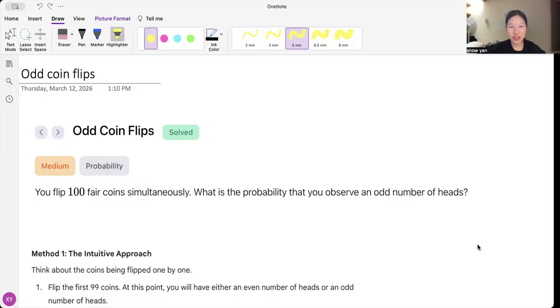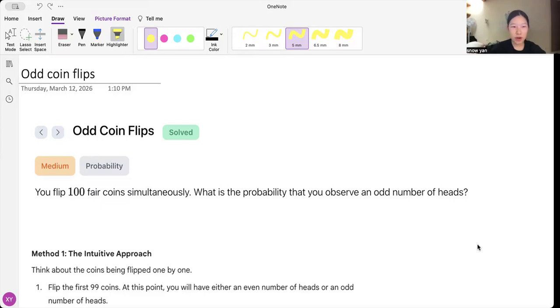Okay, so the question I did today was called odd coin flips. And I think this question was a little overrated because it felt much easier and more intuitive than I thought a medium question should be. So let's take a look at it.